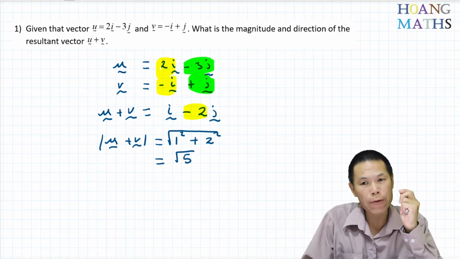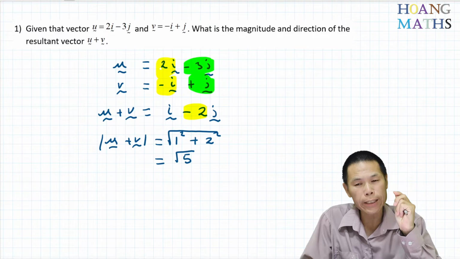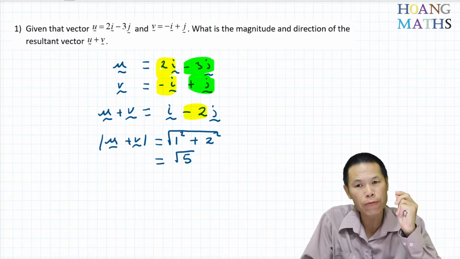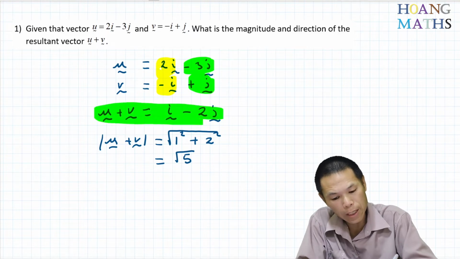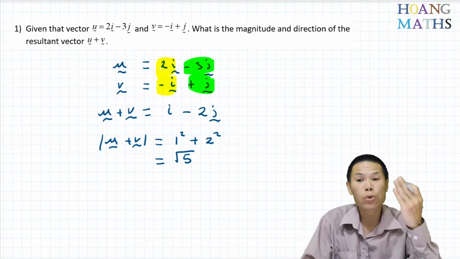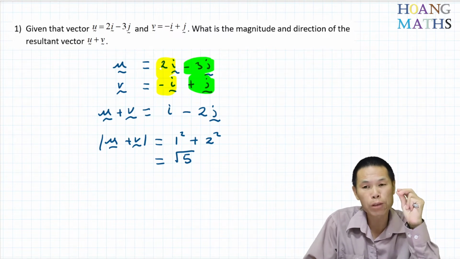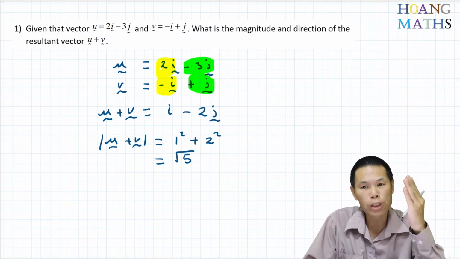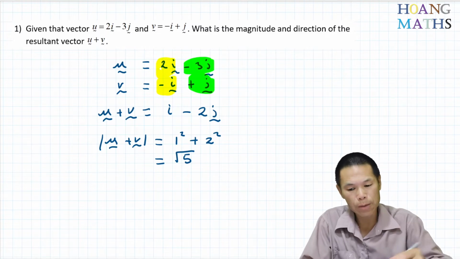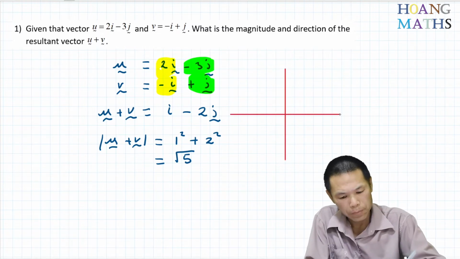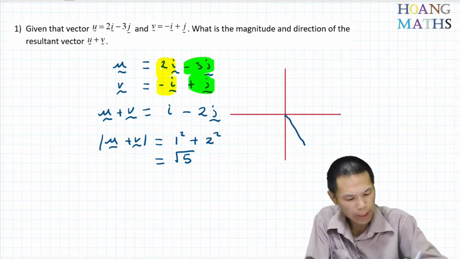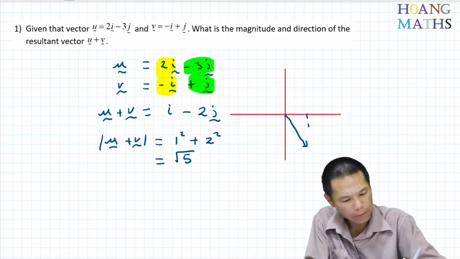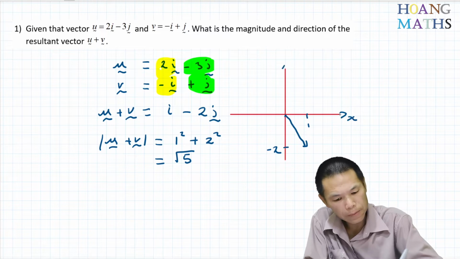So now to work out the directions, first of all, we need to identify which quadrant the resultant vector is in. The resultant vector is i minus 2j. So the i component is positive and j is negative. This means it is in the fourth quadrant. So let me quickly draw it out. So i minus 2j, just roughly. So this is 1, this is negative 2. This is x and y.